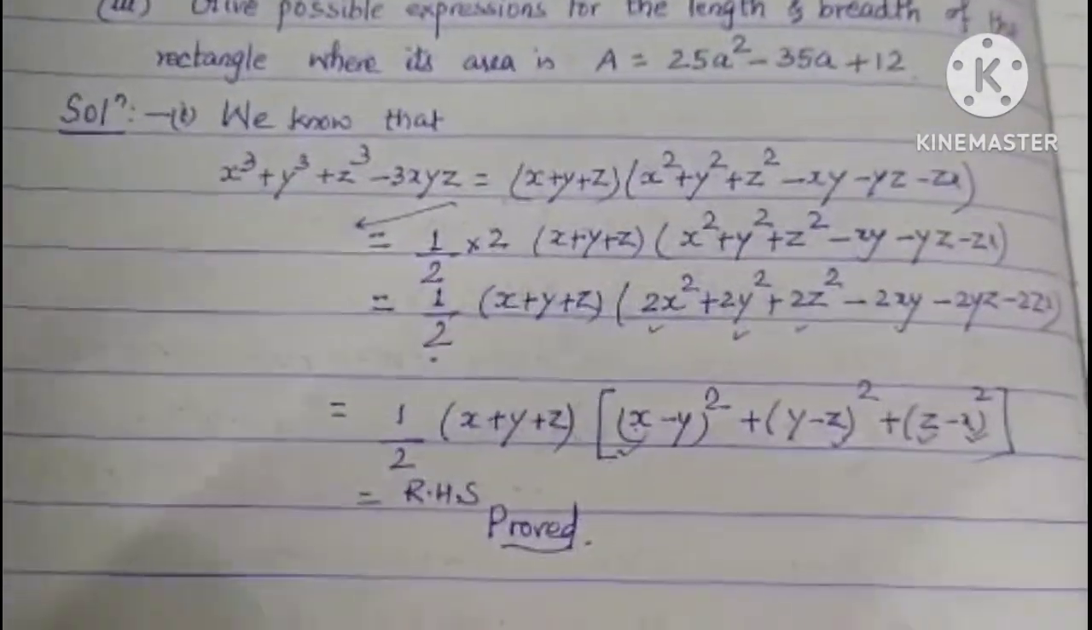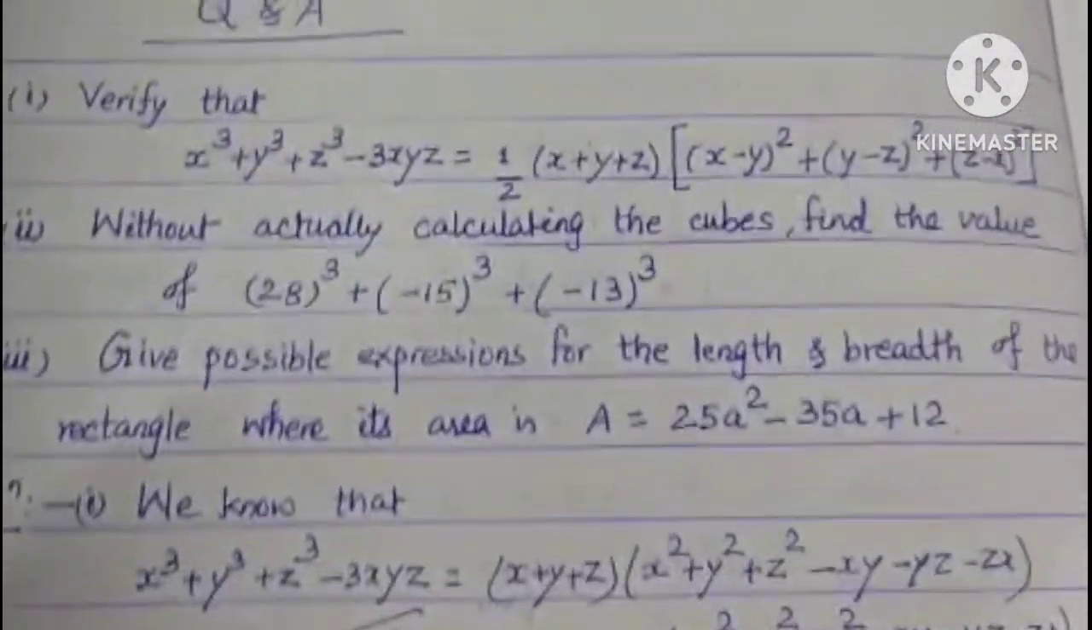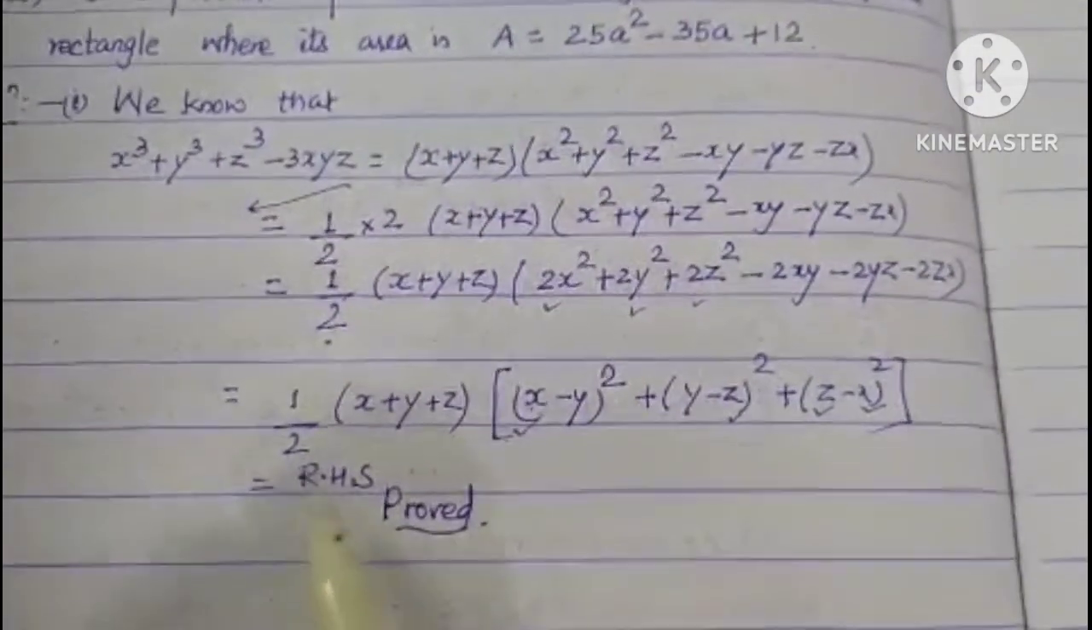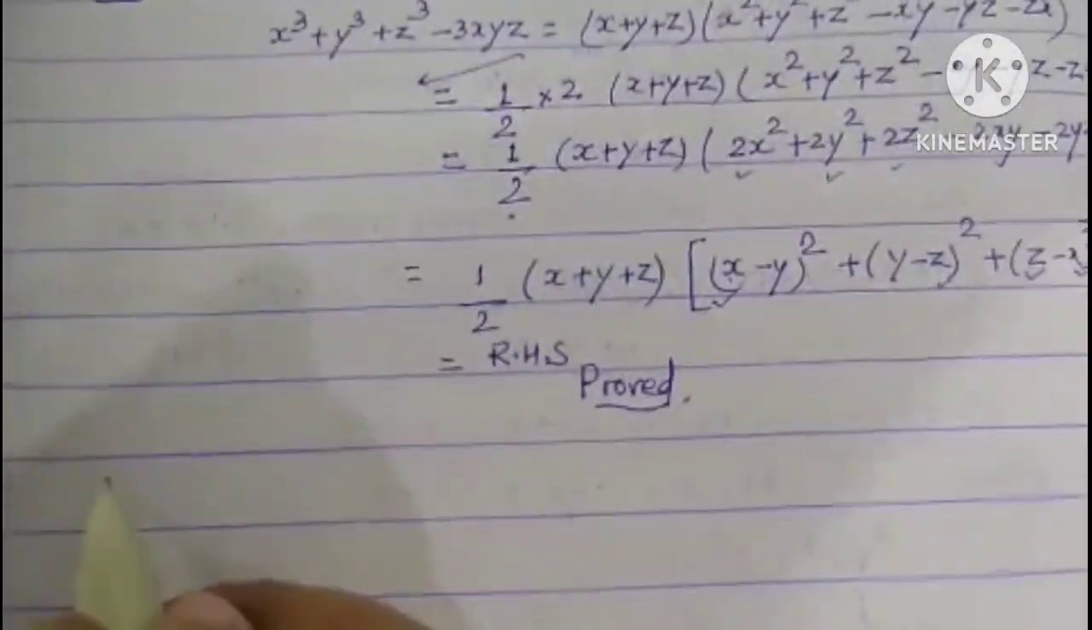So this way we have proved or verified this one. This one we had to bring 1 by 2 x plus y plus z, and this one here it is 1 by 2 x plus y plus z, and this one. So now let's do the second one.